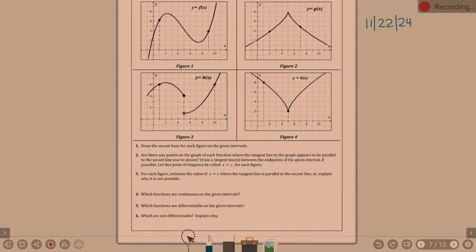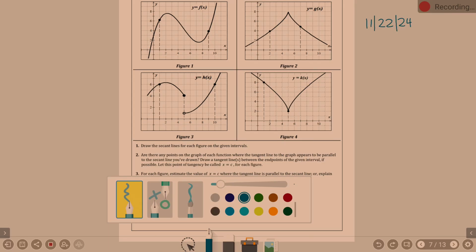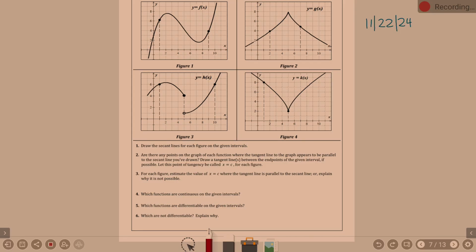Does it intersect it? It's going to intersect. At what point? Not one, but at 2 points. So if it's a tangent line, it just touches the curve once. If it's a secant, it's going to cross through it twice. And so basically we're looking at the 2 points they already have. So draw the secant lines for each figure on the given intervals.